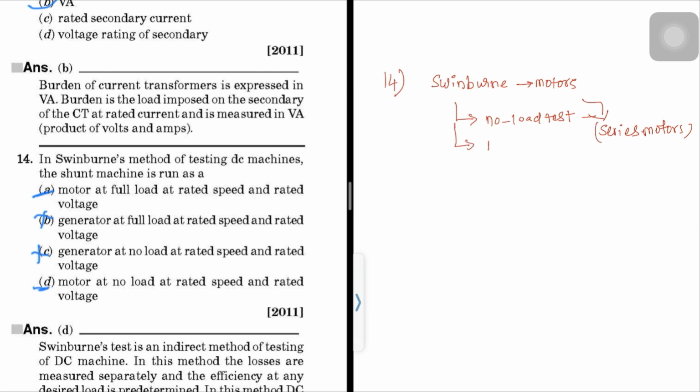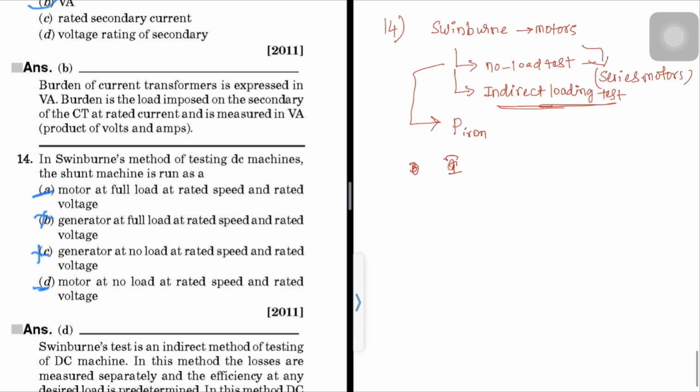Second, the Swinburne test is also called the indirect loading test. Let me tell you why it is called the indirect loading test. First, usually it is called the no load test, right? From the no load test we can get the iron loss.